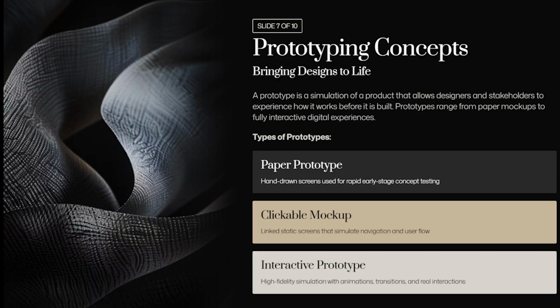There are three common types of prototypes. The first one is the paper prototype, your handwritten work, simple hand-drawn sketches representing your layouts. And then clickable mockups. Clickable mockups means you connect the screens together to simulate navigation.